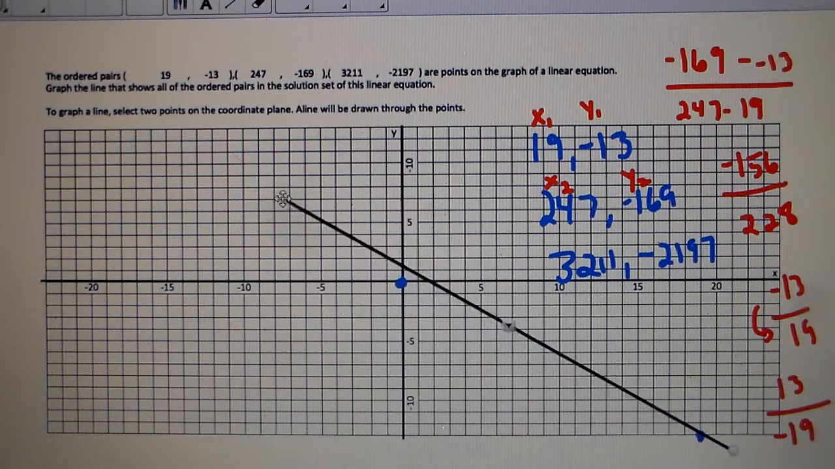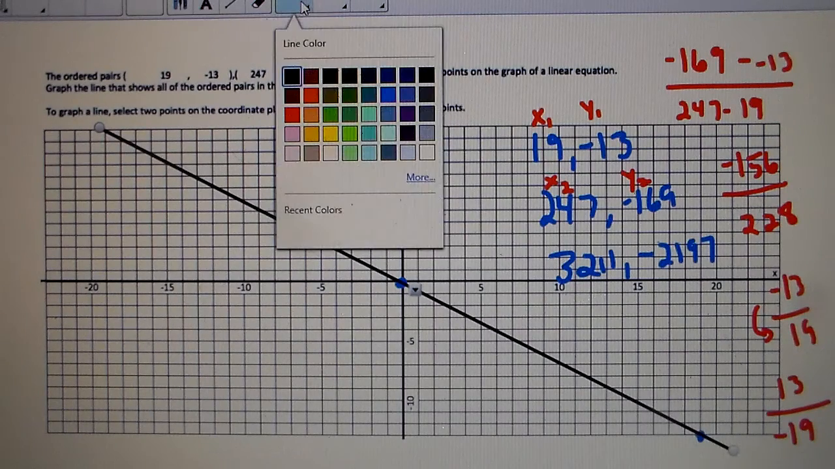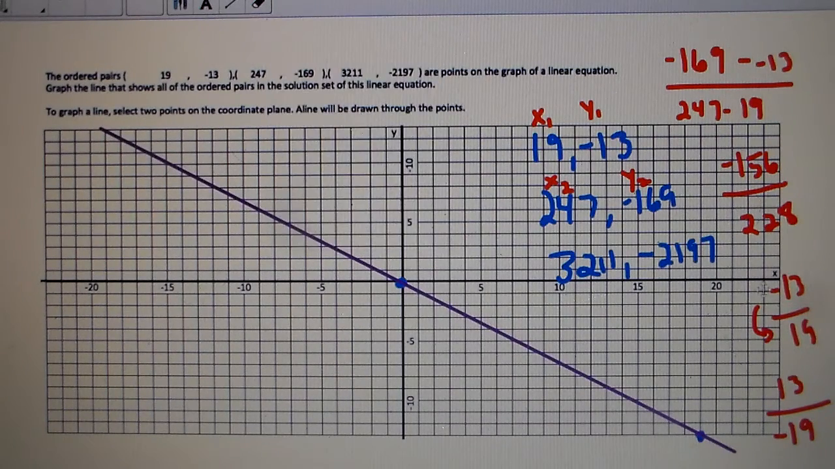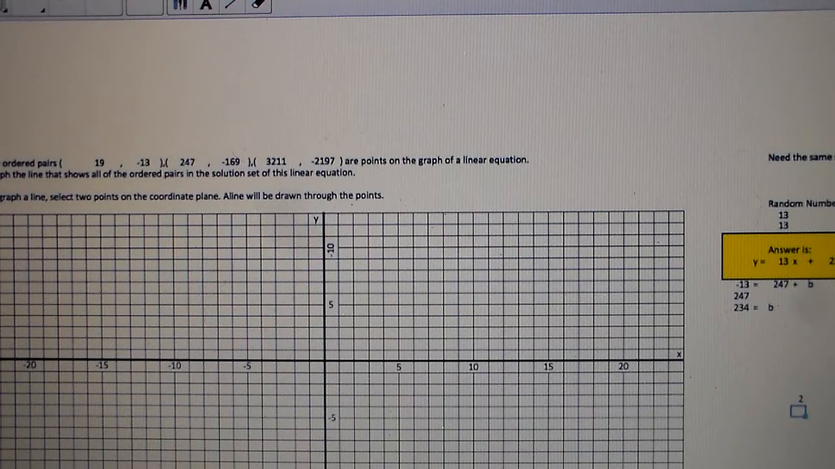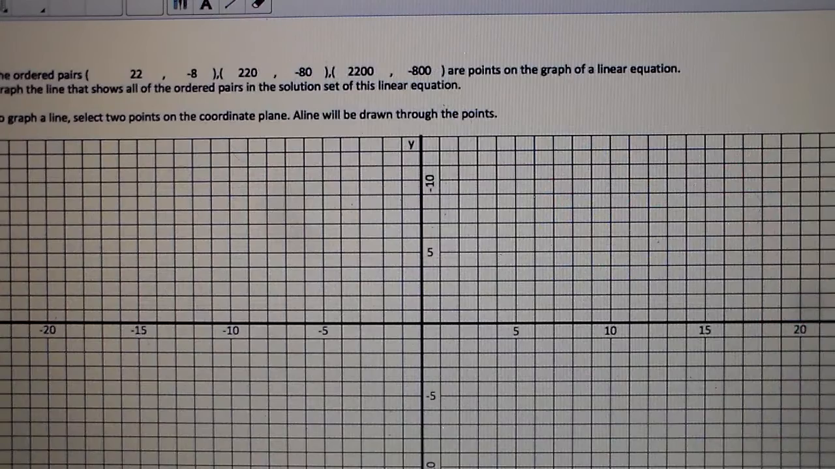And we successfully drawn a line, which I have highlighted here in purple, that goes through these three coordinates, where only one of those coordinates actually falls on the graph that's being provided to us. All right, let's try another one.